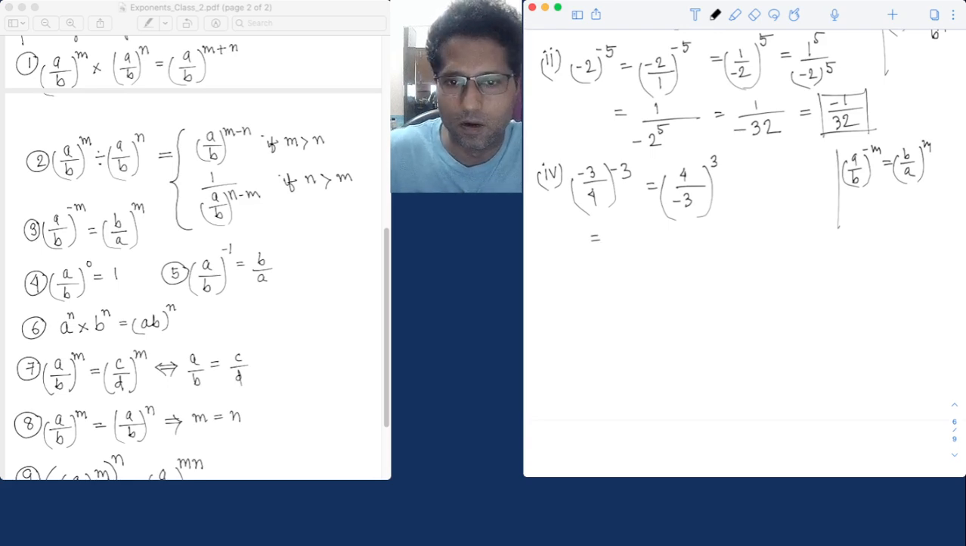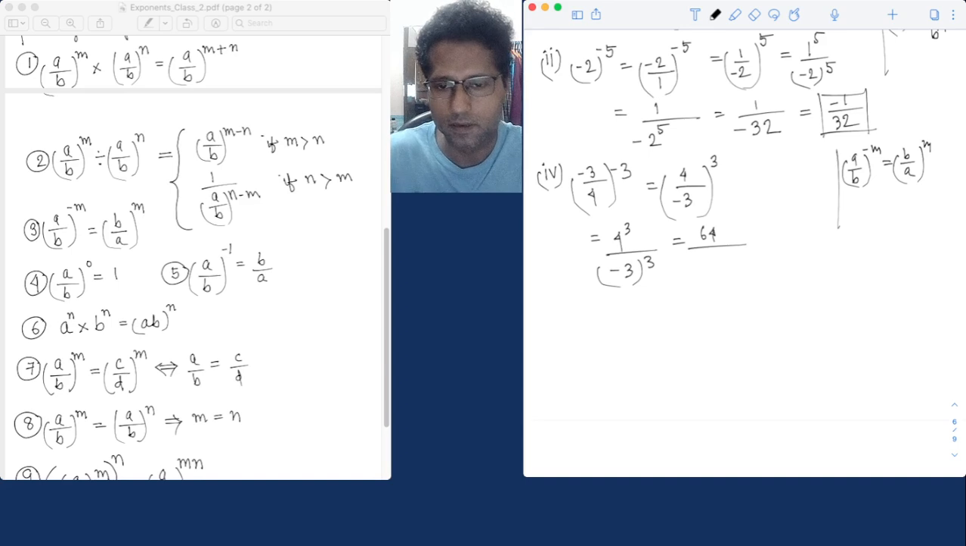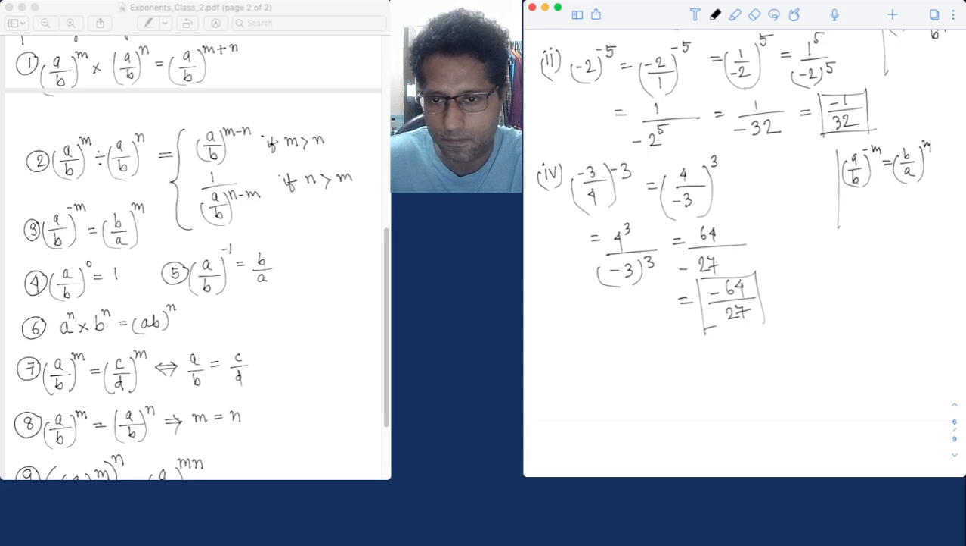Now this is 4 raised to the power 3 divided by minus 3 raised to the power 3. This is 64 divided by, now minus 3 raised to the power 3, the base is negative and the power is odd, 3 is odd, so this will be negative of 3 to the power 3, that is 27. Now again we see that the denominator of minus 27 is negative, we would like to make it positive, so this becomes minus 64 by 27 is the rational number.